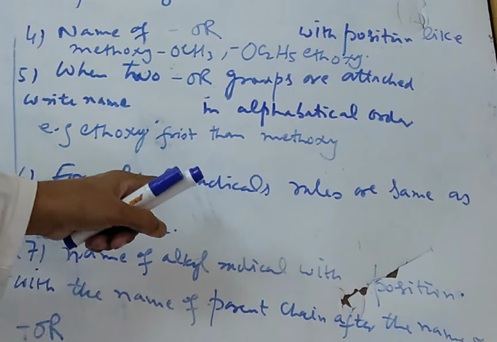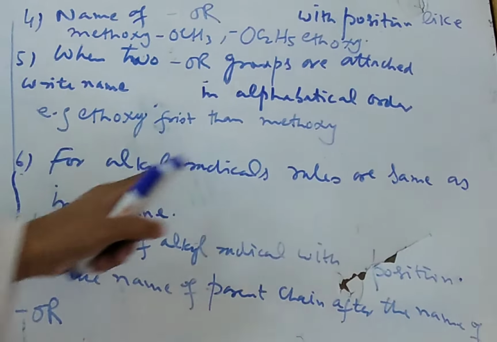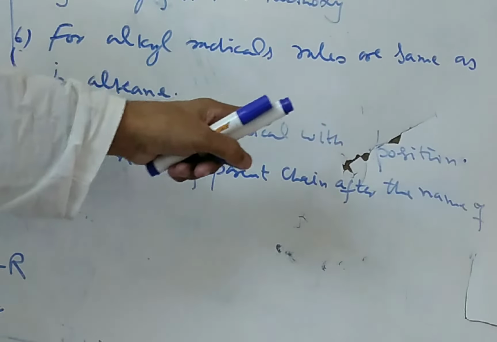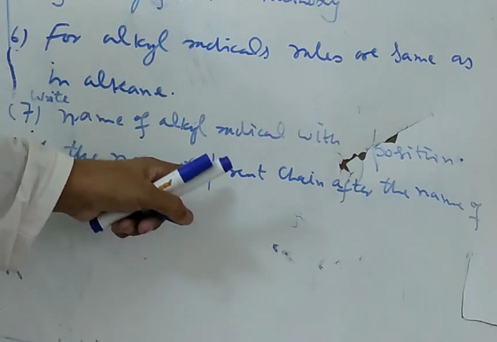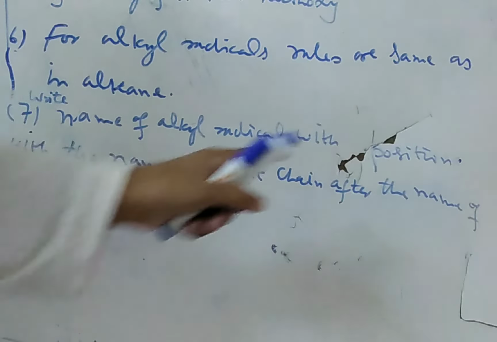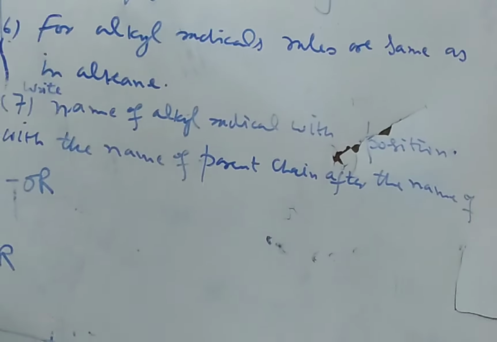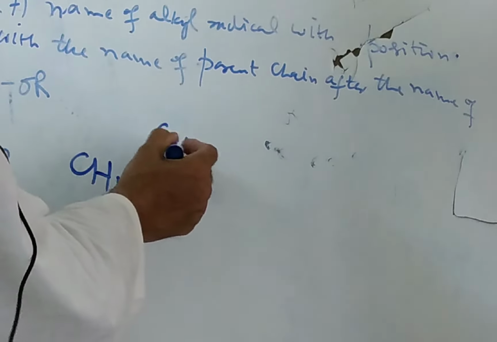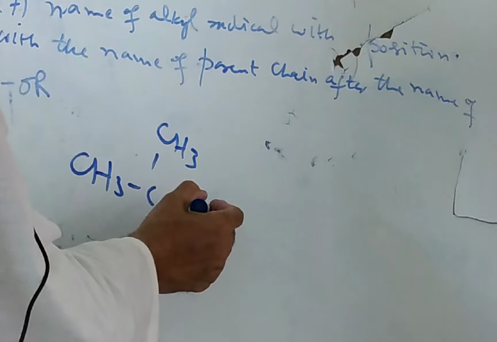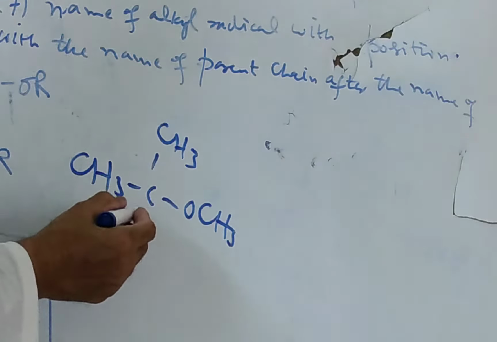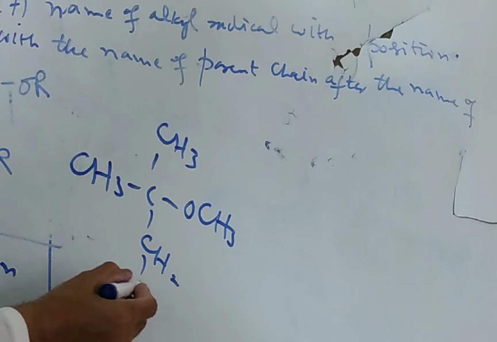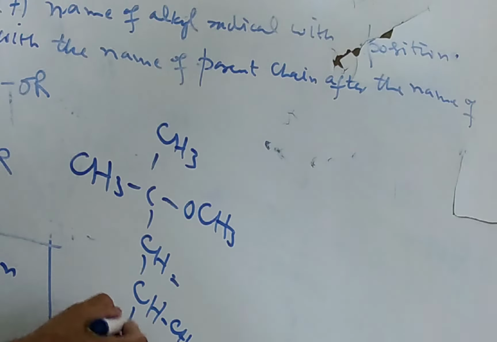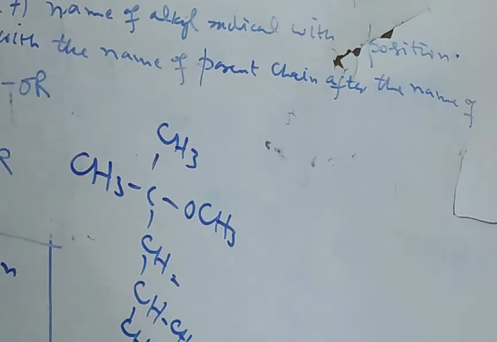For alkyl radicals, rules are the same as in alkane. Write the name of the alkyl radical with position, with the name of the parent chain after the name of the OR. For example, this is the compound.